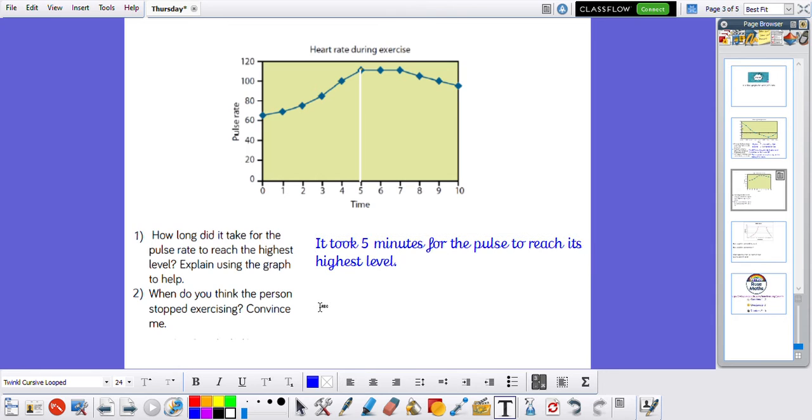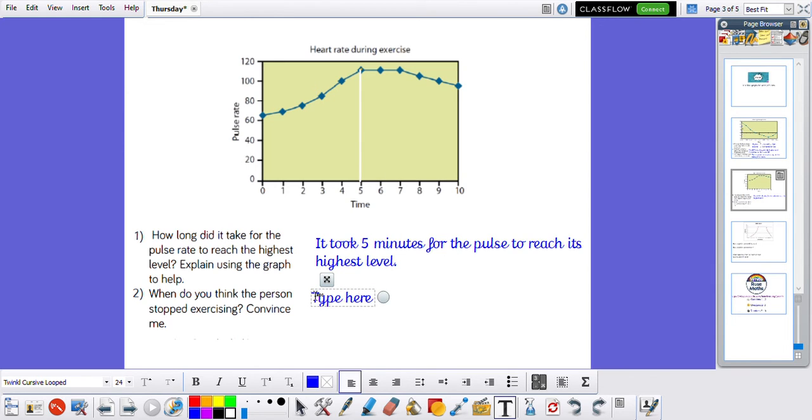Okay? And then it says, when do you think the person stopped exercising? Convince me. So I think the person might have stopped exercising around the 7-minute mark, because as you can see, it takes an incline, so his heart rate gets faster. Then he hits that point. I think he remains exercising for another further 2 minutes. And then at the 7-minute mark, that's when he stops because his heart rate begins to decrease.